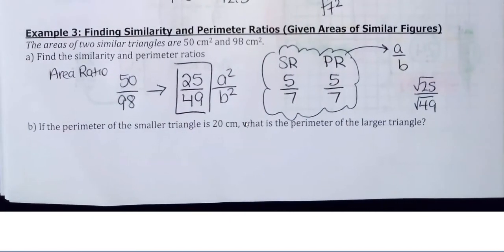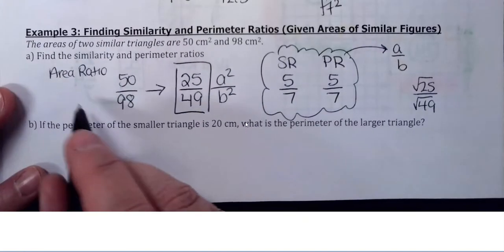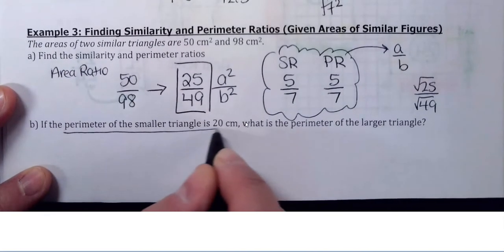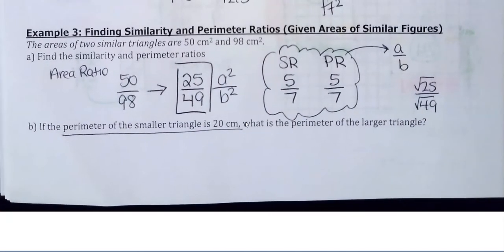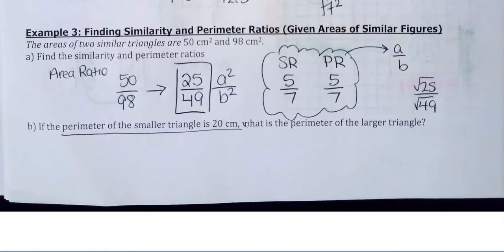And then the question at the very bottom here, again, I don't have a picture for you. It says the perimeter of the smaller triangle is 20. What is the perimeter of the larger triangle? So how could I set up a proportion to do this last problem here?